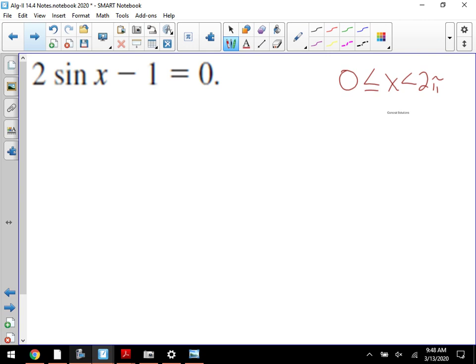Solving equations, what do you have to do? Add 1. You work backwards. Everybody okay that you have to add 1, divided by 2? So your sine of x is 1/2. Now remember, how do you get the x value here? What do you have to do with the sine? You have to inverse it. So this turns into the question, what angle has the sine of 1/2?